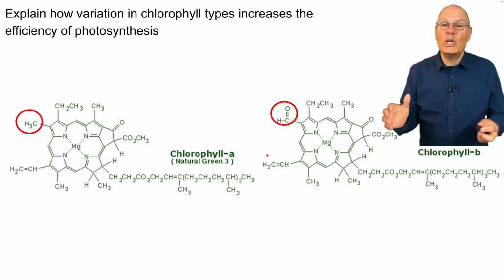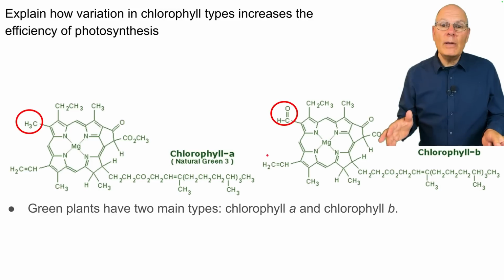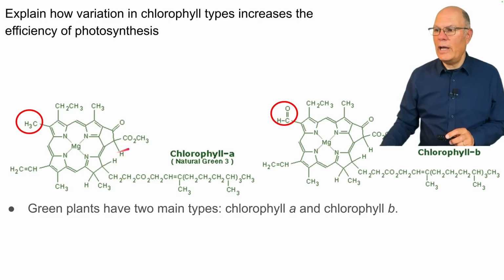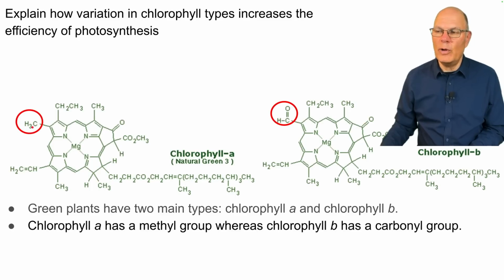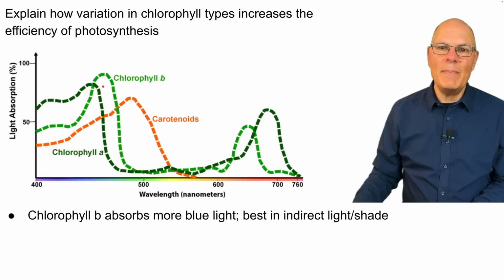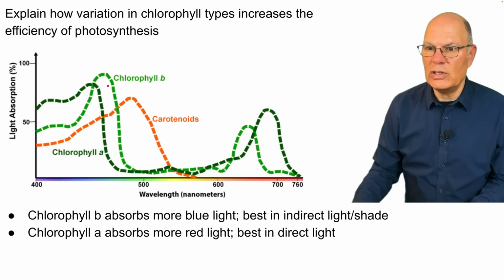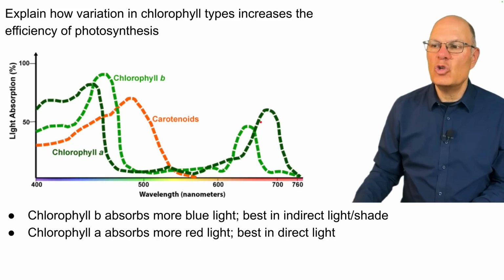Explain how variation in chlorophyll types increases the efficiency of photosynthesis. Green plants have two main types of chlorophyll. There's chlorophyll A over here and chlorophyll B over here, and the difference comes down to just a functional group. Chlorophyll A has a methyl group over here, whereas chlorophyll B has a carbonyl group. Chlorophyll B absorbs more blue light, and that's best in indirect light or in shady environments. And chlorophyll A absorbs more red light, and it's best in direct light.